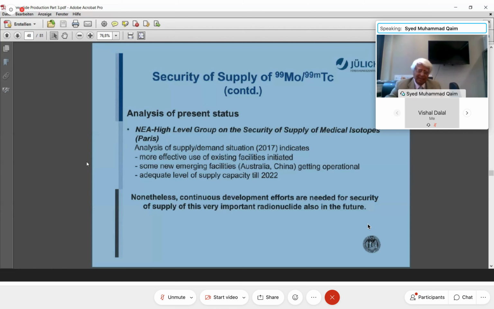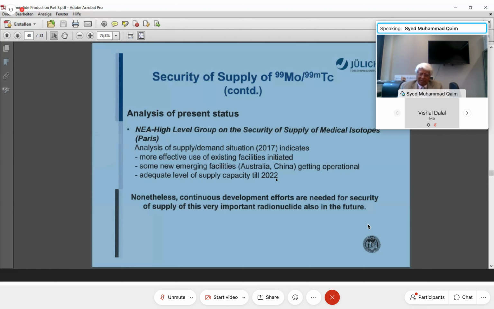And the OECD report tells us that the level of supply capacity is quite sure up to 2022 or 23, and they keep on analyzing. And if there is some shortage, then that is reported and measures will be taken. So I think the summary is that efforts are underway to look for alternative methods of production of molybdenum-99, technetium-99m, because it is such an important radionuclide. But in the end, I think the fission process is the best, and it will continue.